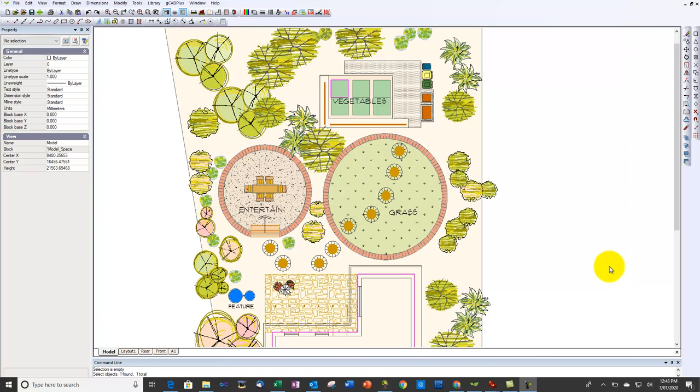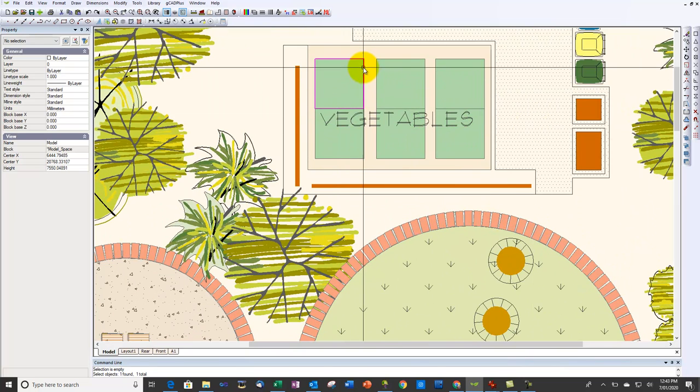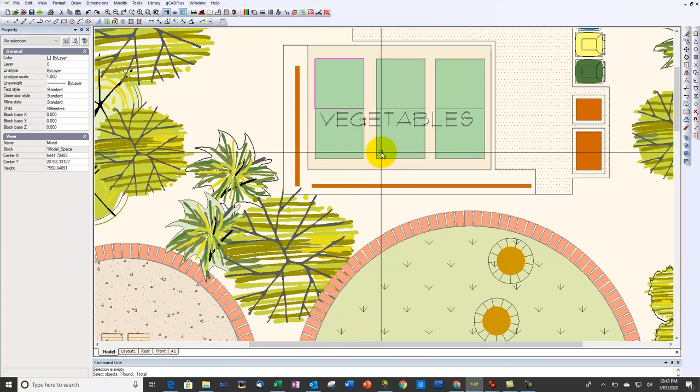Well, here is another design clearly based on circles, as you see for the entertaining area here, and parts of circles. That's an arc running through there, and the grassed area is also based on a circle. But even if we zoom in here and look at the vegetable garden area, the rectangles that form the vegetable beds consist of squares. So we've made a rectangle by joining two squares.